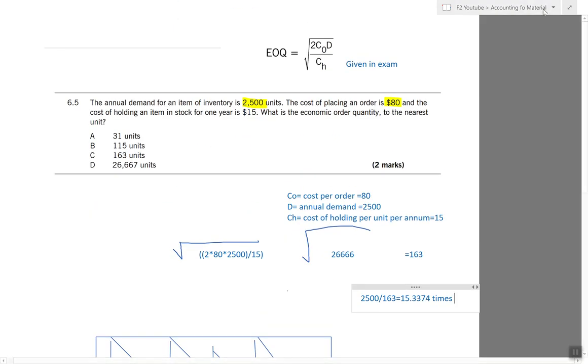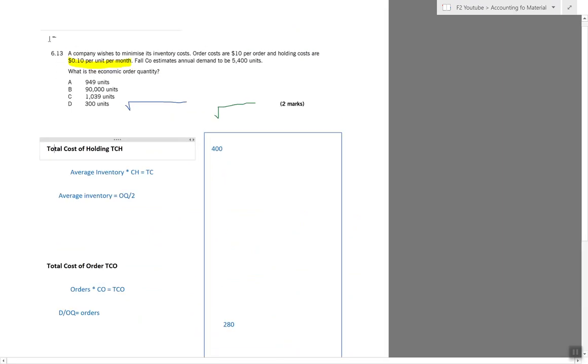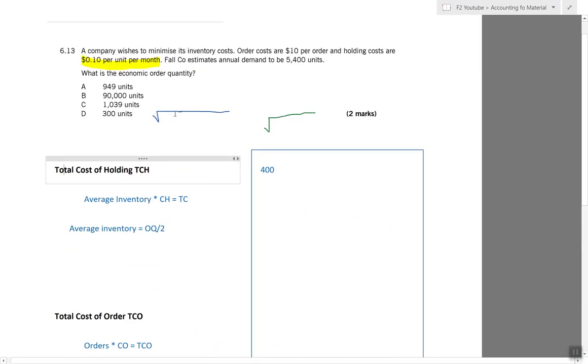Let's move forward. We have another question. What is the economic order quantity? A company wishes to minimize its inventory cost. Order costs are 10 per order and holding costs are 0.10 per month. Falco estimates annual demand to be 5,400. What is the economic order quantity?